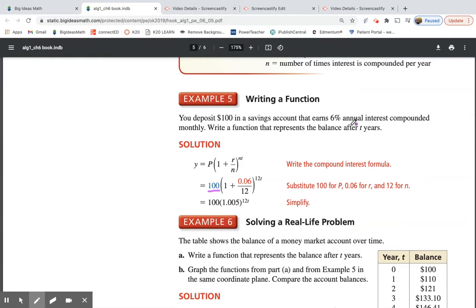Then it says it earns 6% annual interest. So we change that percent to a decimal. So we have 0.06 for R over N. It told us it's compounded monthly. So for 1 year, it's compounded each month. So there are 12 months in a year. So we plug in 12 here. That 12 also has to go up here times T for T years because it didn't tell us how many years. It just said use T.